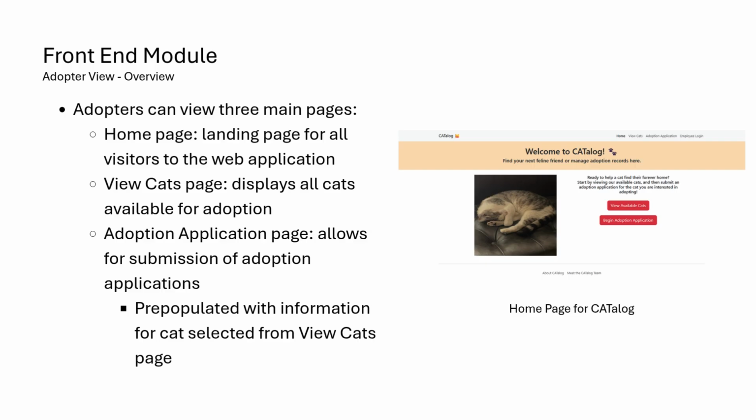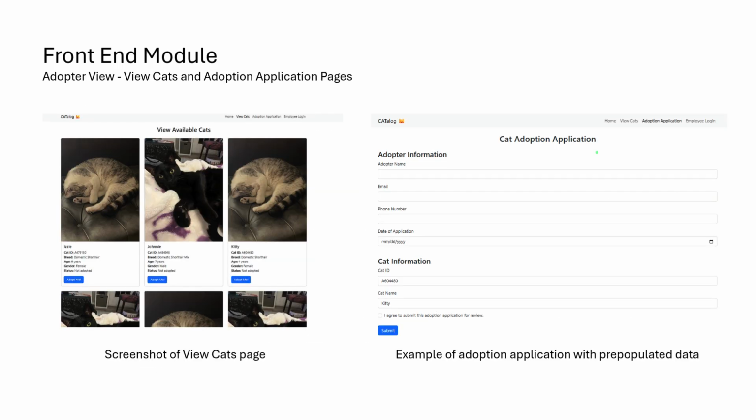The home page serves as the landing page for all visitors of Catalog. The View Cats page allows potential adopters to browse the available cats ready to be adopted. The adoption application page allows for the submission of applications and has pre-populated fields for the cats selected from the View Cats page. The screenshot on the left shows the View Cats page.